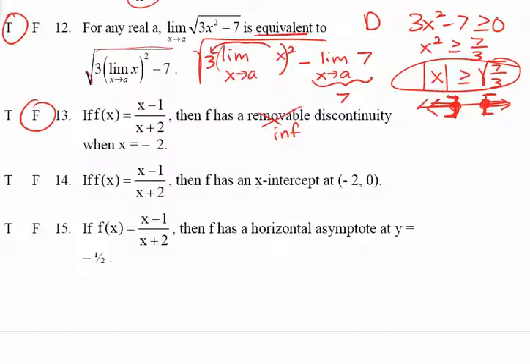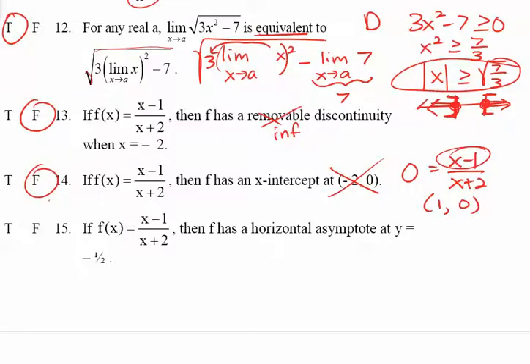14, to find an x-intercept, we need to set y equal to 0. So when is a fraction equal to 0? A fraction is equal to 0 when the numerator is equal to 0. So this would not be our x-intercept. That would be false. And I kind of moved this badly. Let me put the y equals down here.